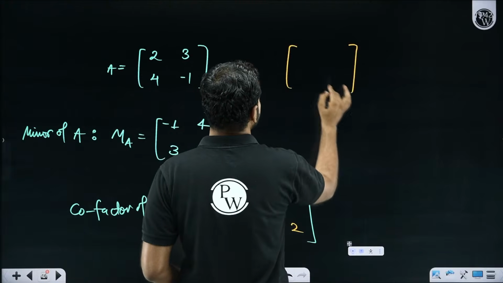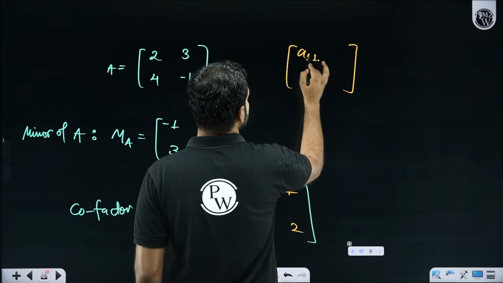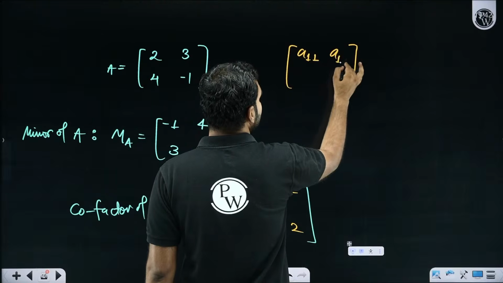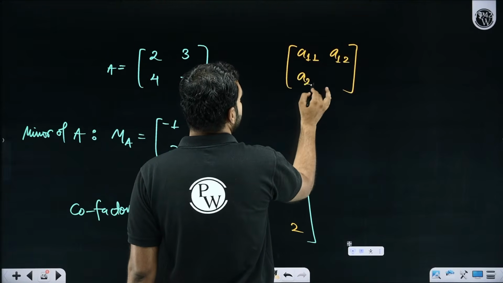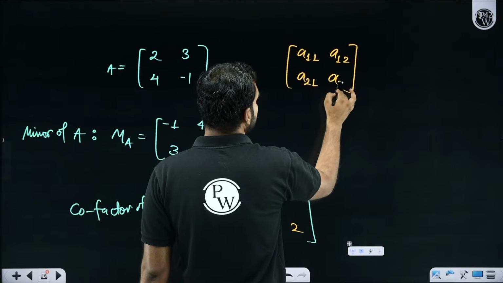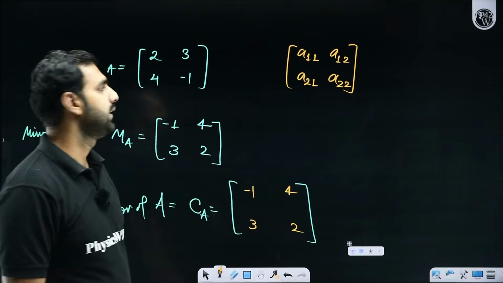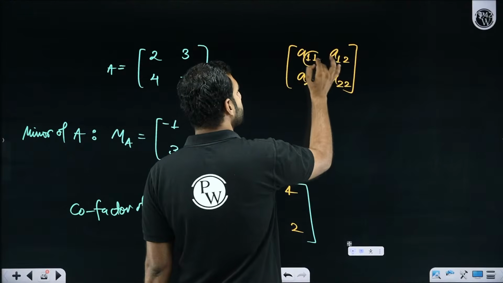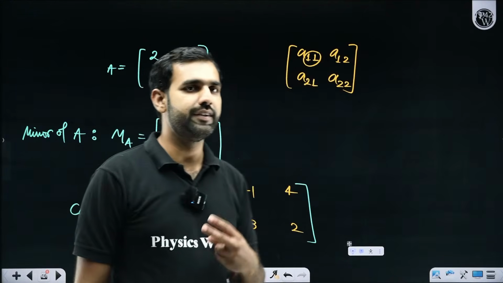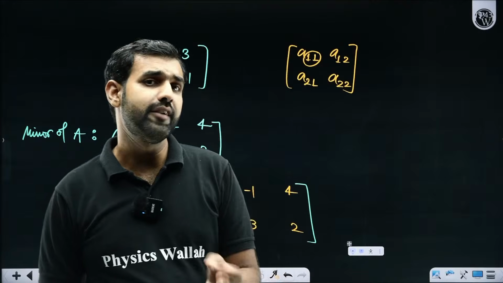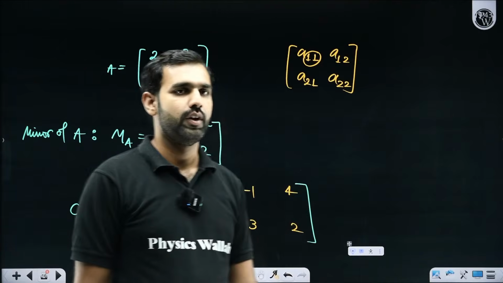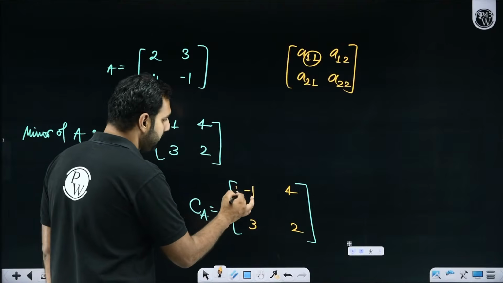Now, if I introduce one simple thing here, let me define the positions. This element is first row, first column. This element is first row, second column. This element is second row, first column. This element is positioned at second row, second column. What does it mean? It means, what is 1 plus 1? 1 plus 1 is 2. Tell me, 2 is even or odd? 2 is even. So if 2 is even, add a plus sign over here.